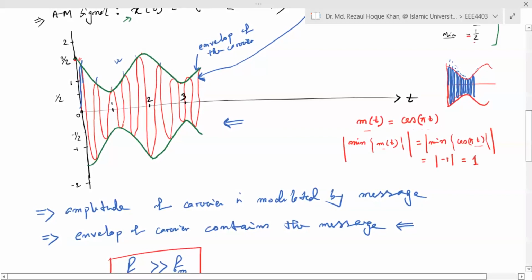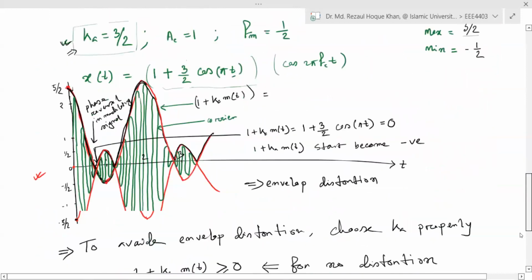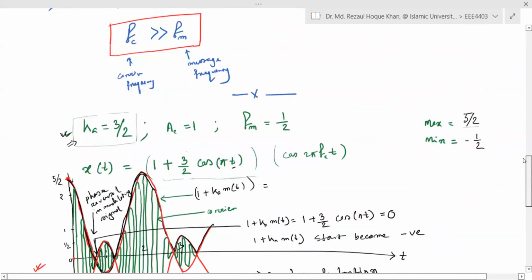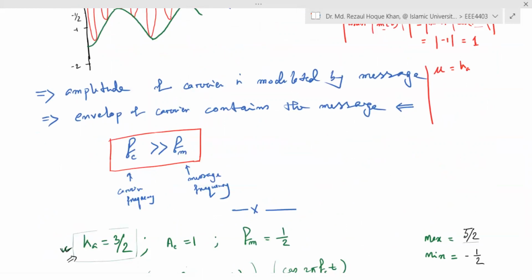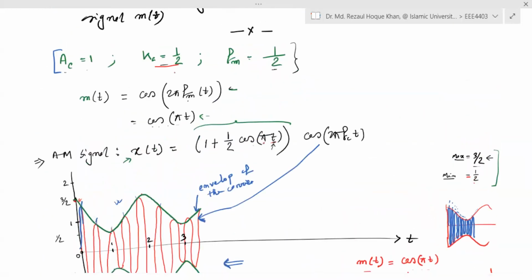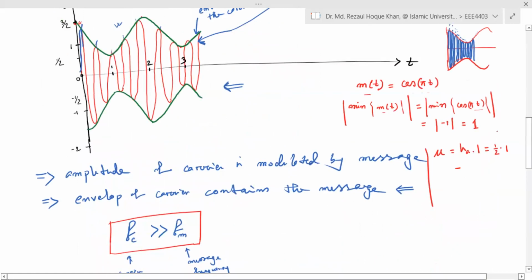Okay, so if this is the case, then what is the mu value? We find the value of mu here. The mu value is Ka times the minimum of m(t). So Ka into the minimum of m(t), which is actually 1, where Ka is also the value of half. We actually took this value earlier, right? K is half. So we put half into 1, which is actually half.